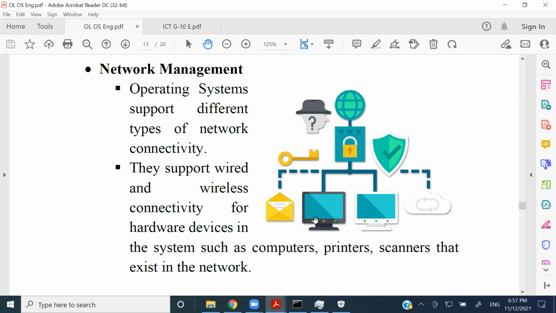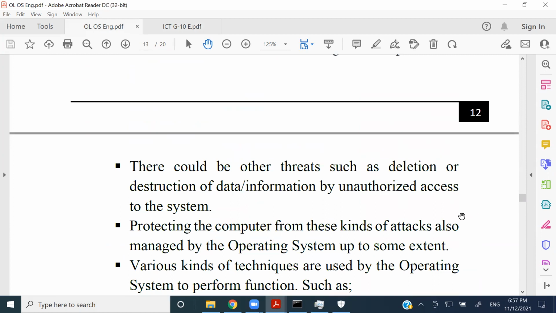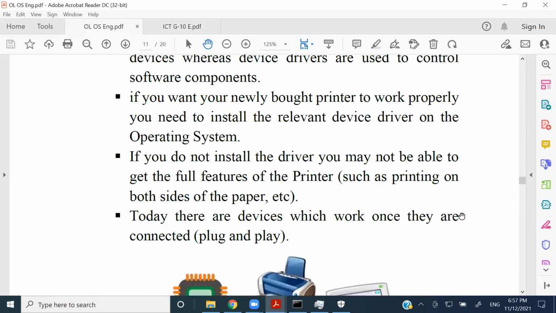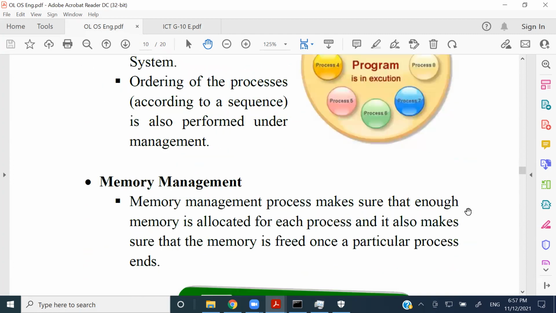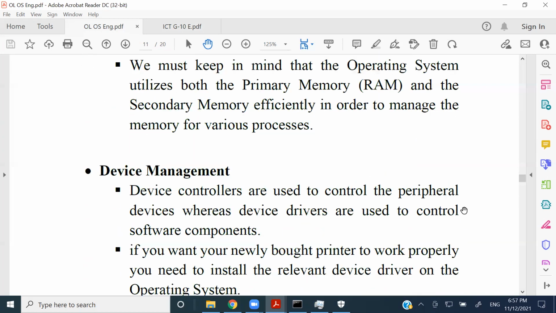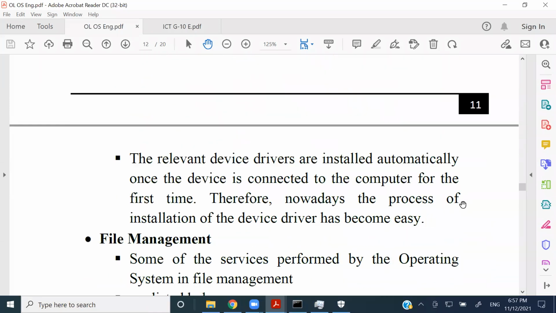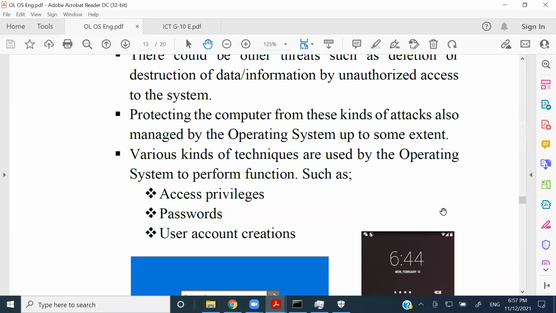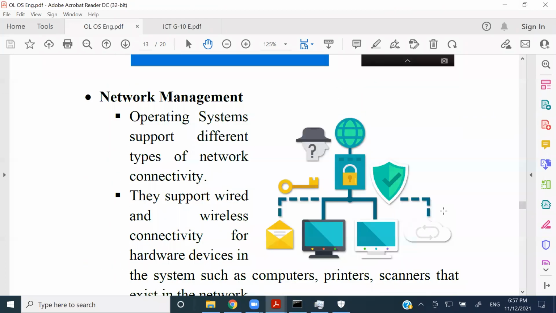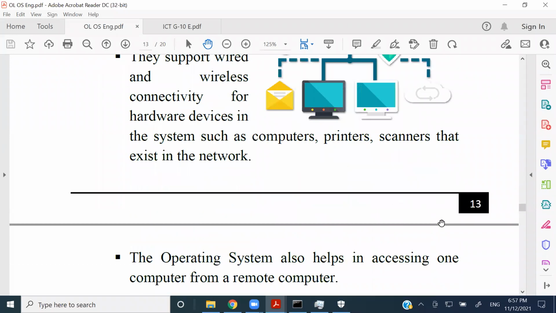So now remember these facts, people, right? Now we have talked about many different managements over here. So we talk about the process management, memory management, device management, file management, security management, and finally network management. So it is one of the services given by the operating system, managing the hardware, right?